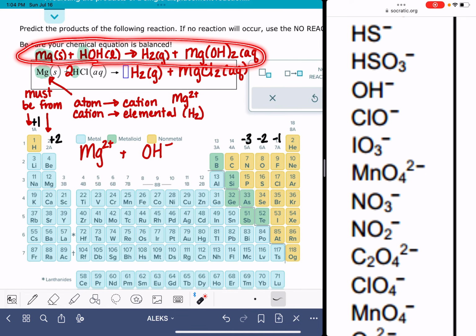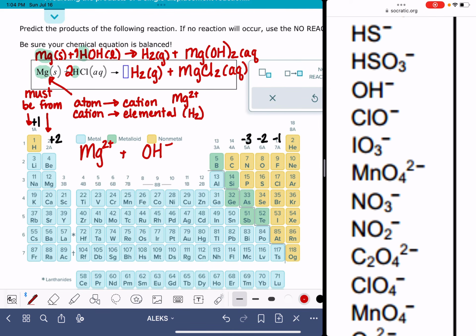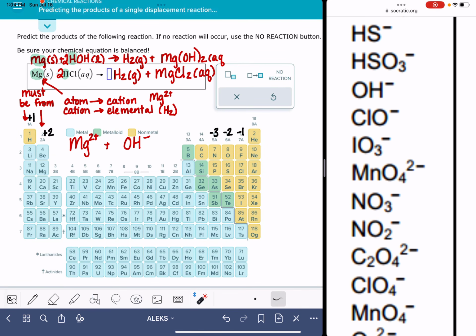For this one up here, it looks like it's the same thing. Okay, this is actually a pretty tricky problem, so good luck.